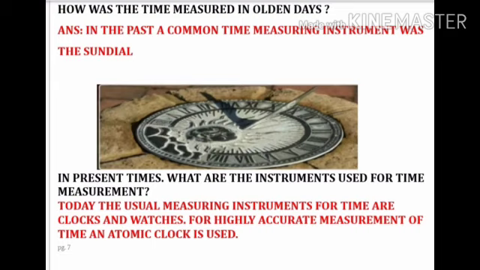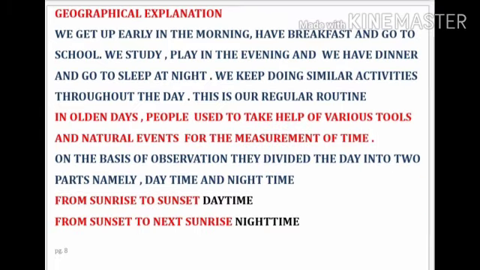And the last question is, in the present times, what are the instruments used for time measurement? Today we have many of the instruments. So let's see which are them. Today, the usual measuring instruments for time are clocks and watches. For highly accurate measurement of time, an atomic clock is used. Have you heard atomic clock some days, children? It is a clock which uses hyperfine transitions for its timekeeping. Let's start with the lesson.